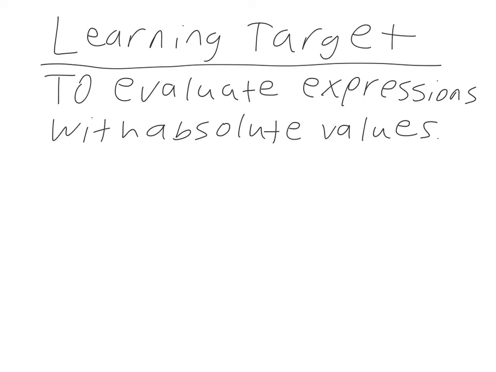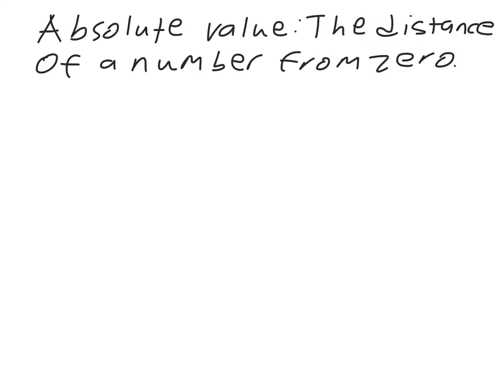The learning target for today is to evaluate expressions with absolute values. So remember that an absolute value is the distance of a number from zero. Another way to say it is that it always makes a number positive. So let's say we have the absolute value, and that's what these bars mean.